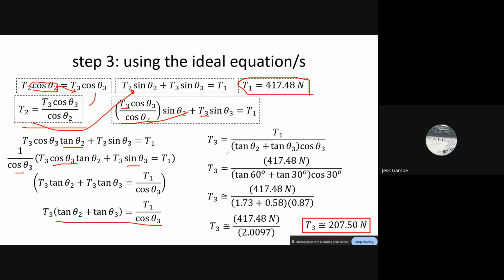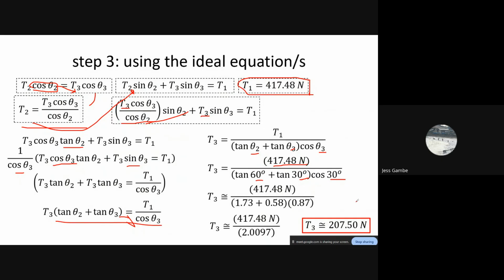Then we write an expression for T3. We bring this one down and cross that one here. So you have T3 equal to T1 over the quantity tangent theta 2 plus tangent theta 3, times cosine theta 3. Then we substitute the values, 60 and 30, and theta 3 is 30. Then you have the 417.48 here. So T3, after you do the calculation, gives you 207.5 newtons. So we're done with T1 and T3.